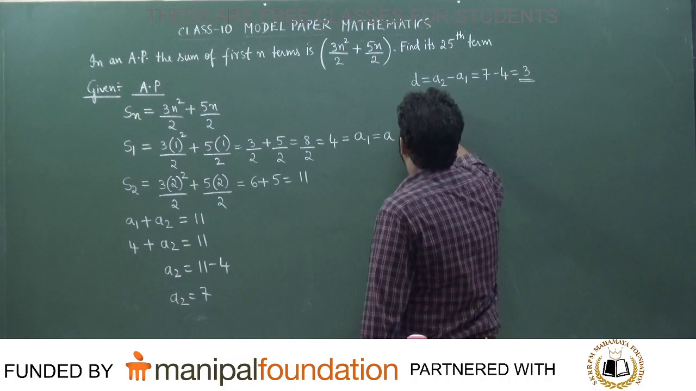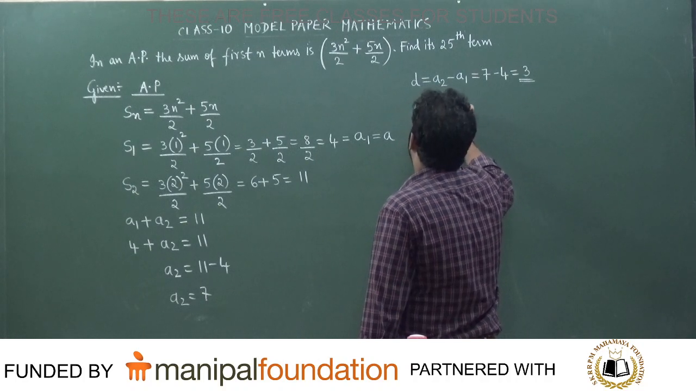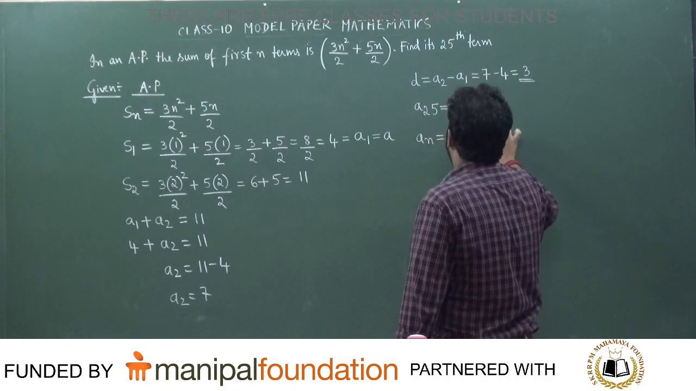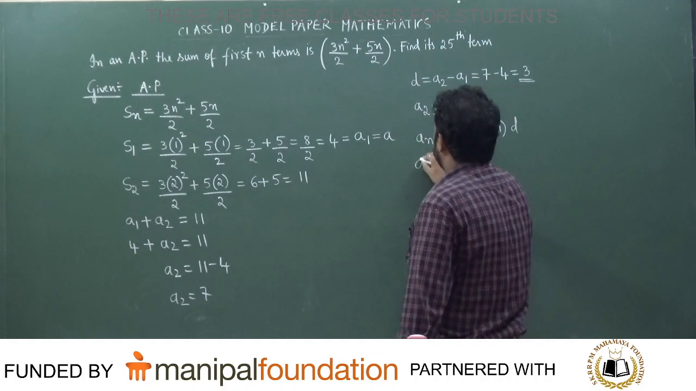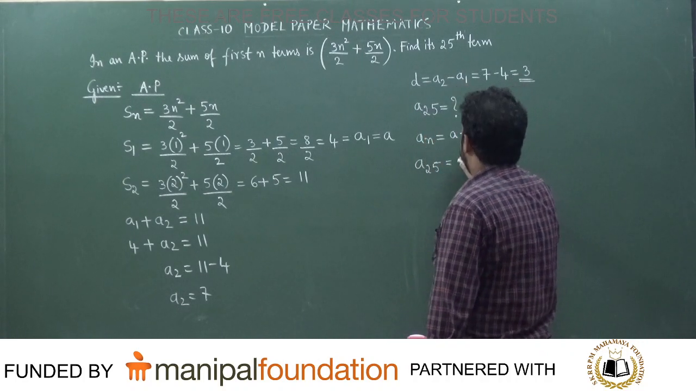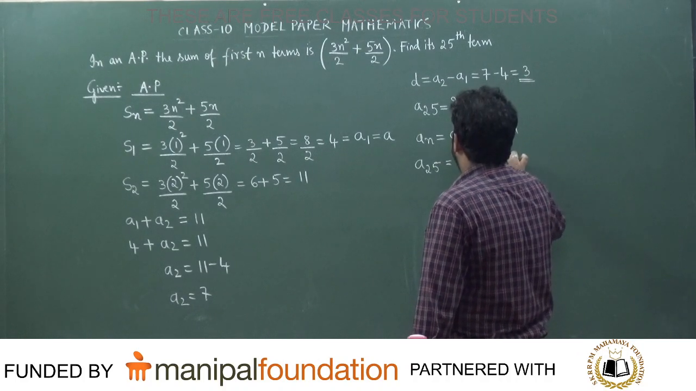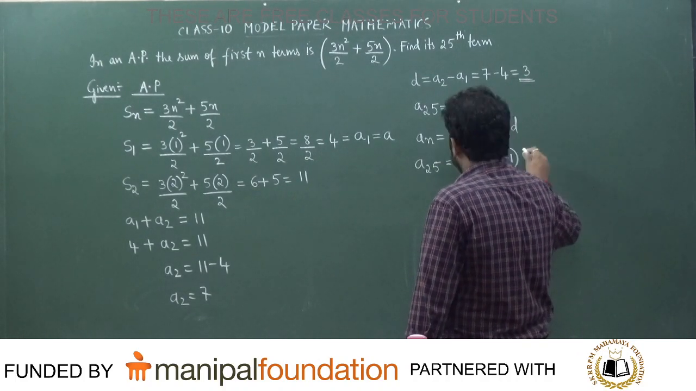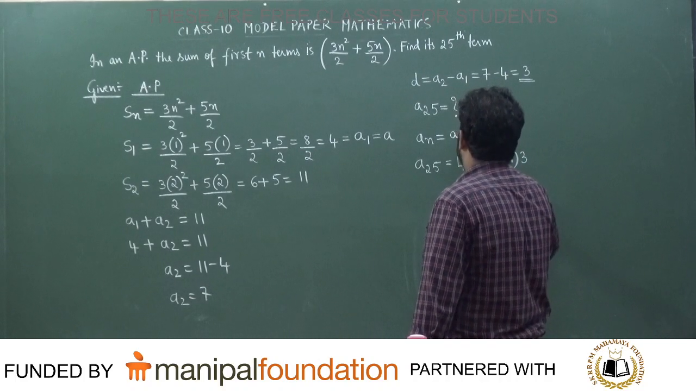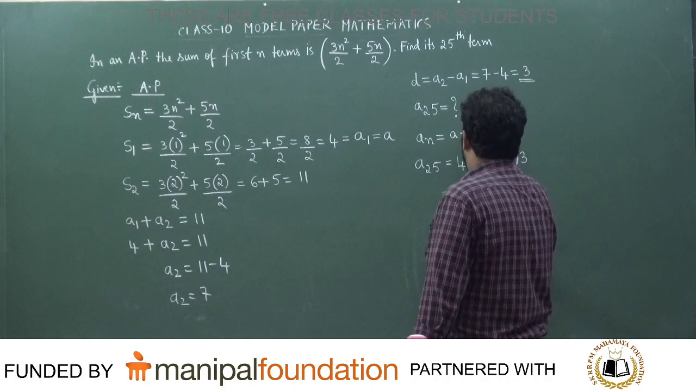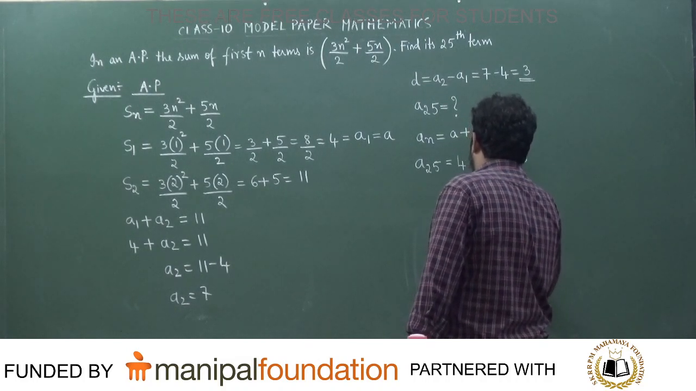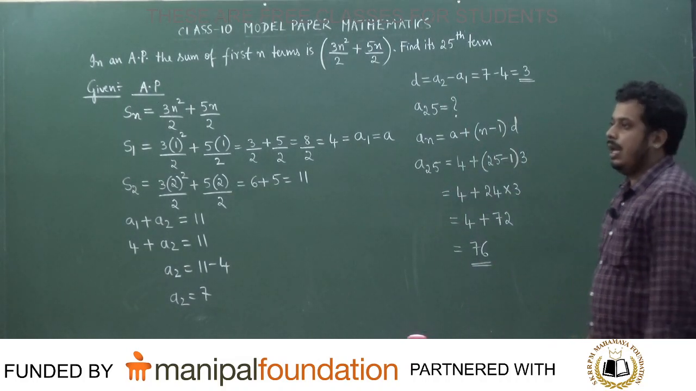So now the question asks us to calculate the 25th term of the arithmetic progression. So we know the formula, An is equal to A plus n minus 1 times D. So A25 will be equal to, what is A? A is nothing but 4, plus 25 minus 1 times D. D is how much? D is 3. So tell me, what is the answer we get for 4 plus 24 into 3? 24 into 3 is 72. What is the answer, students? 76 is the answer to the question.